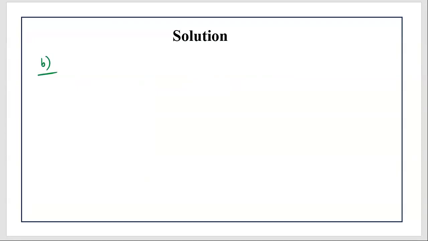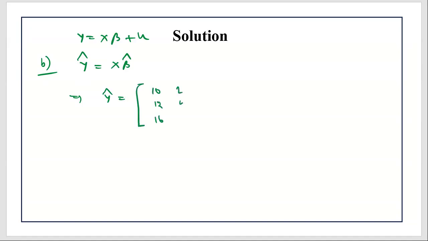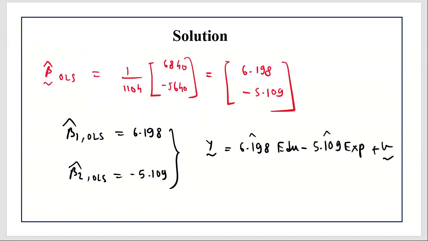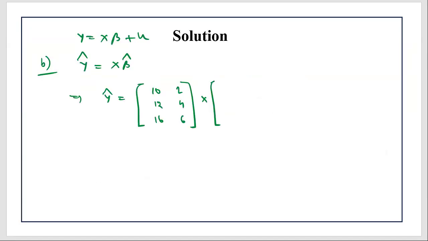This is part B. So fitted values will be simply x beta cap, right? The model is y equals x beta plus u. So if you want to find the fitted values of y cap, basically y cap is simply x into beta cap. Now x is the design matrix which is given to you: 10, 12, 16 and 2, 4, 6. This is the design matrix, and beta cap you just found out here. This is the beta cap OLS you just found out. So this is 6.198 and minus 5.109.